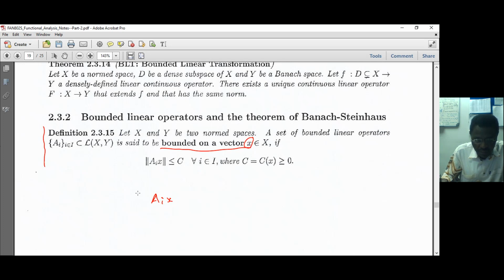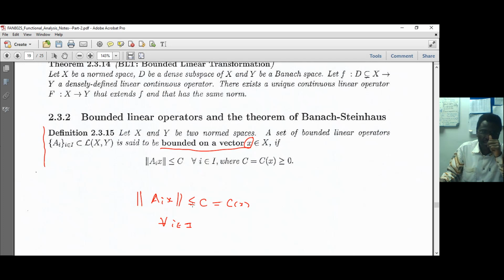Bounded on that means that the norm of A sub I applied to X is at most C for any I. So this family A sub I is bounded on this vector, meaning that not the entire family, but the entire family applied to that same vector X is contained somewhere in a ball. Obviously, because it's bounded at that X, this C depends on X.